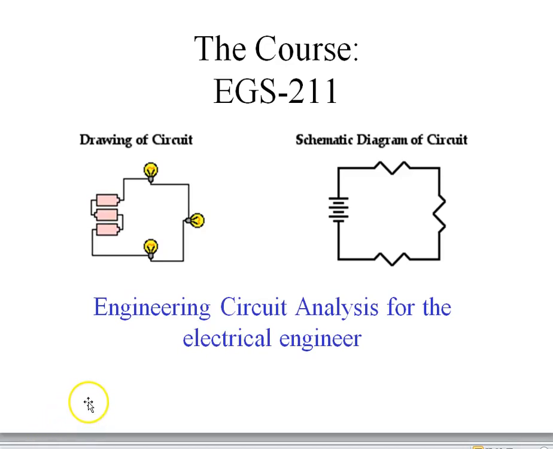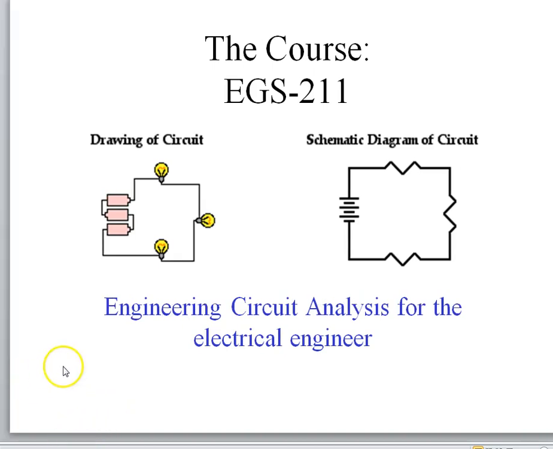Welcome to this course, EGS 211, which is electric circuit analysis intended for the electrical engineer. In this course, we'll learn to take a physical model of a circuit and represent that physical model as a schematic diagram of circuit elements. Each of these circuit elements has a mathematical model associated with it, so we'll take the mathematical model of the circuit elements and additional circuit theories and methods to determine the behavior and characteristics of the circuit.